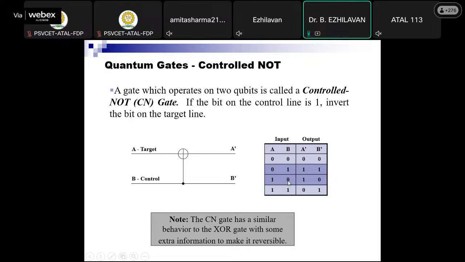Similarly, B is 0 and A is 1 here. That will be the same. Then the other case, both 1. While we are doing the NOT operation, here 1 will become 0 in the output. At last, if we give target and control as 1 1, it will give 0 at the target. If B is 1, then A will also flip. If A is also 1, it will become 0. This is the simple CNOT gate, controlled NOT gate.